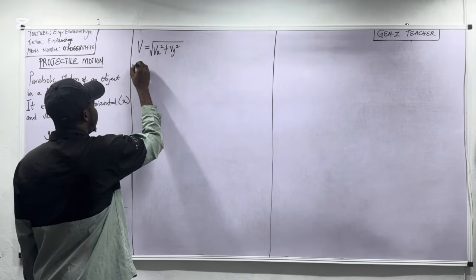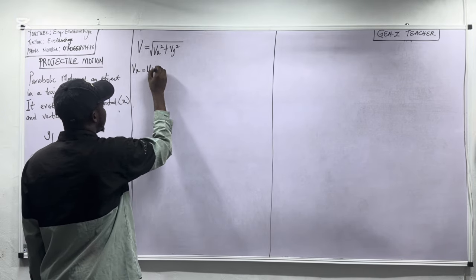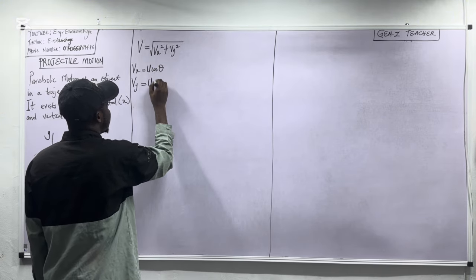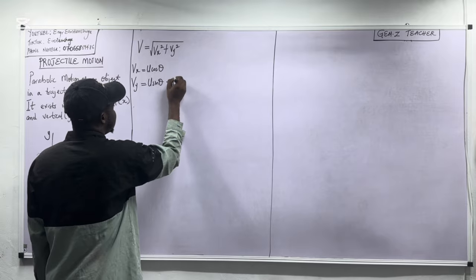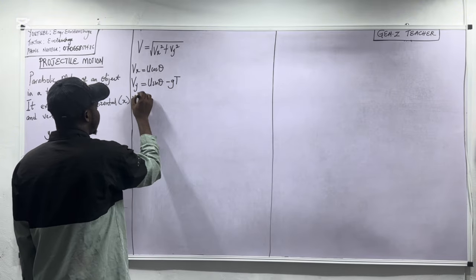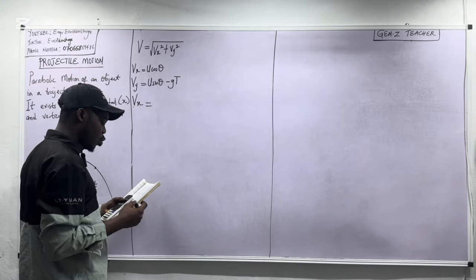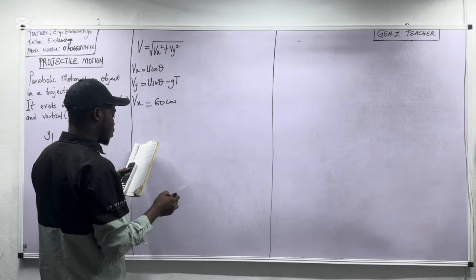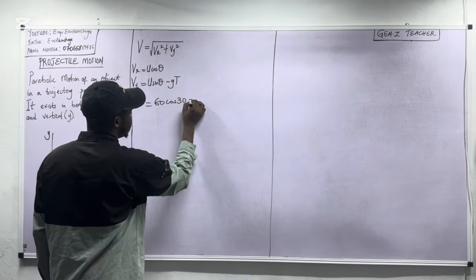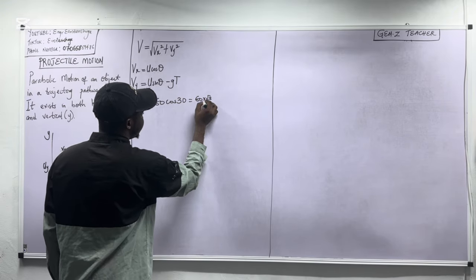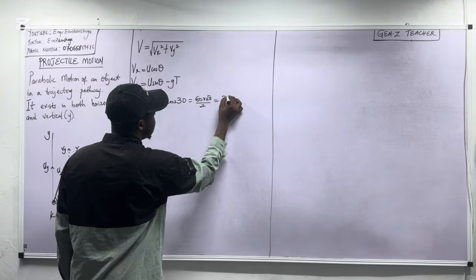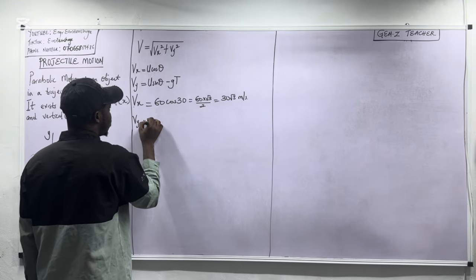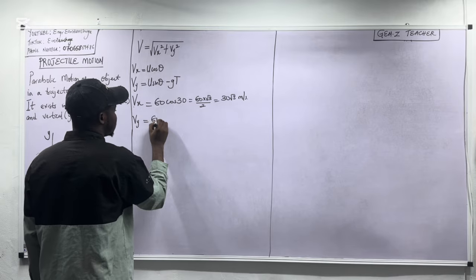Quickly recall, Vx is just equal to u cos theta, don't forget, while Vy is just u sine theta minus gt. Okay, so let's solve for Vx first. Now in the question, we're given the u as 60, so we have 60 cos, the angle was what? Was 30 degrees. 60 cos 30, those give you 60 times root 3 over 2, and that becomes 30 root 3 for the Vx.